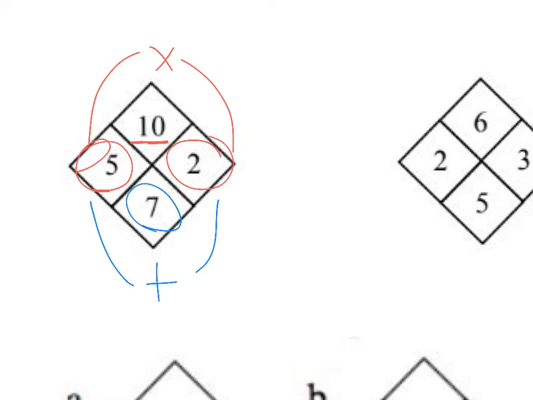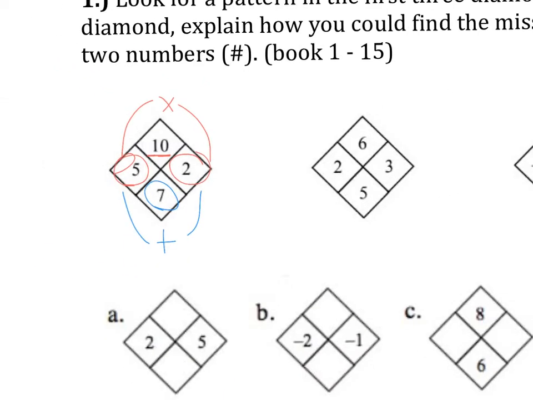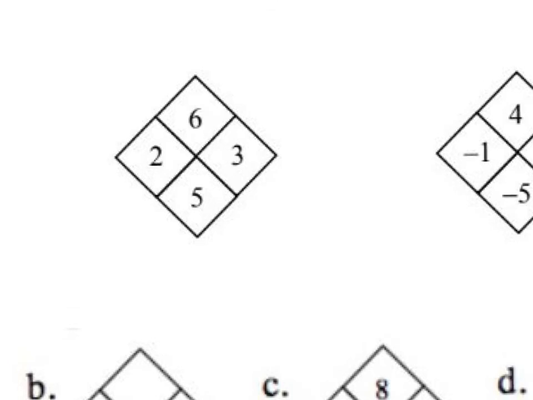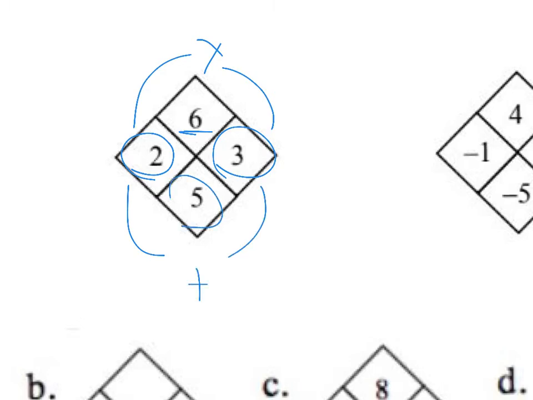So 2 times 5 is 10. 2 plus 5 is 7. So if we take a look at the second example, it's the same process. We take the 2 side parts, we multiply them to get the top. So 2 times 3 is 6. We add them to get the bottom. 2 plus 3 is 5.